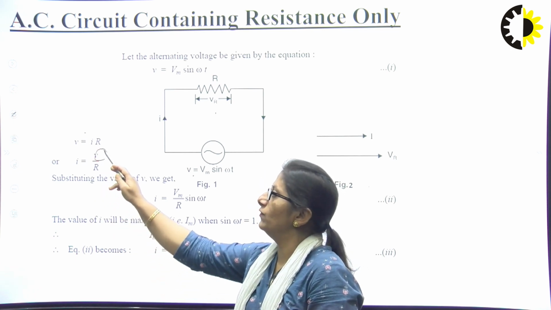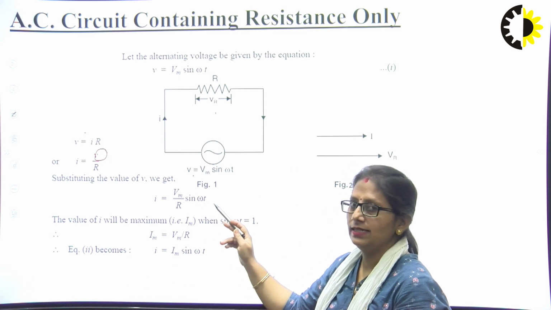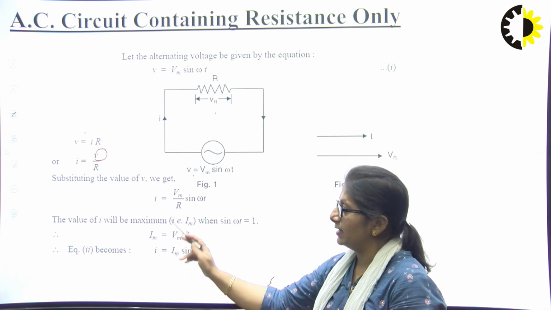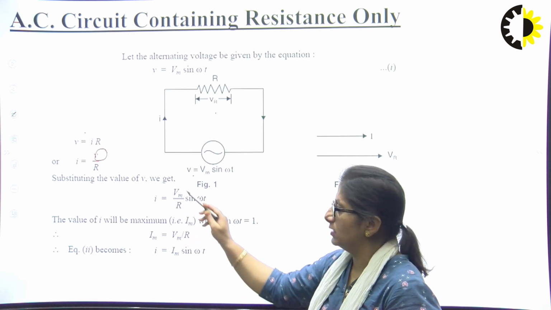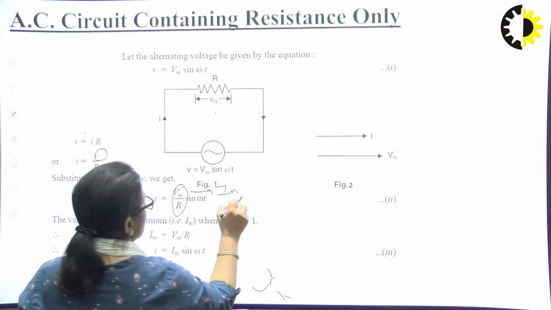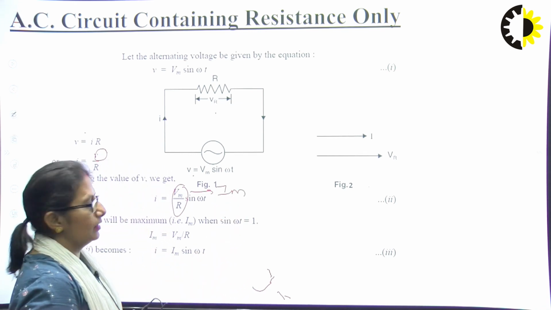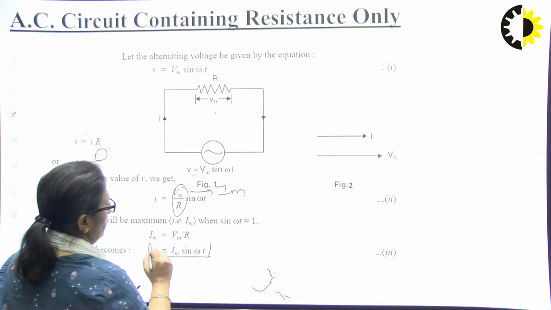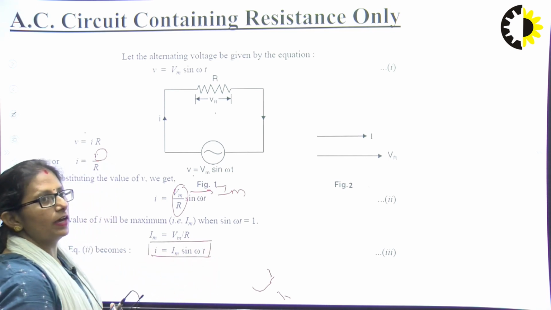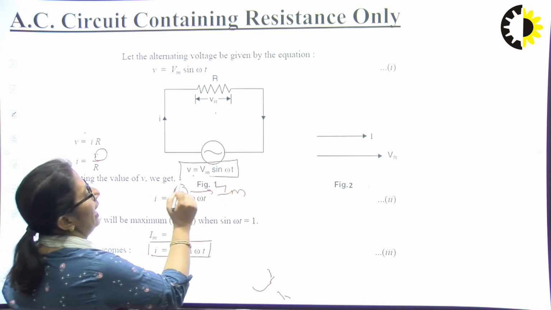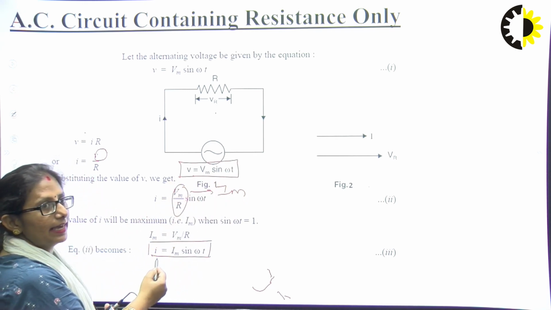Substituting for V as Vm sin omega t divided by R, I will have the expression for the current. Vm upon R will give me what? Vm upon R will give me the maximum current Im, right? So, the expression becomes I equals Im sin omega t. So, we started with V equals Vm sin omega t, and we got the expression of the current as Im sin omega t.